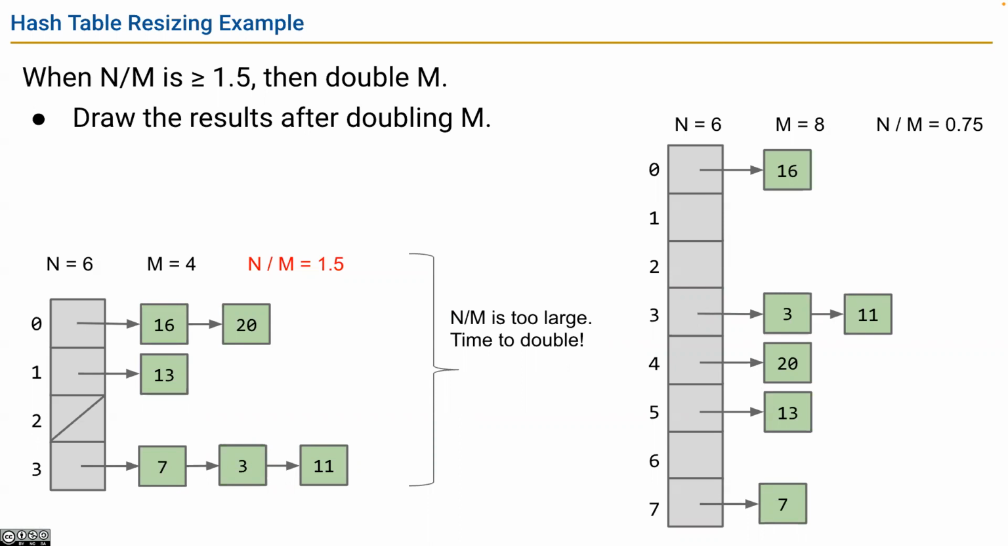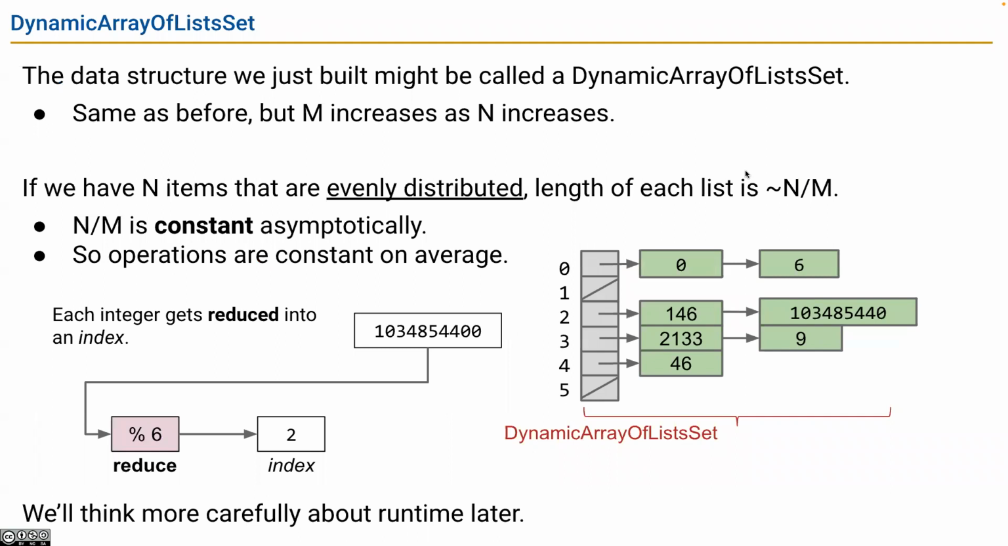How long did this single operation take, do you think? Was this an n time thing or a constant time or what? It's n, right? So you have to build the new array and then you have to copy each item one by one. So make a new array, make 8 new lists, and then copy things over. So I might call this the dynamic array of list set. Terrible name, but whatever. We're gonna have a better name soon.